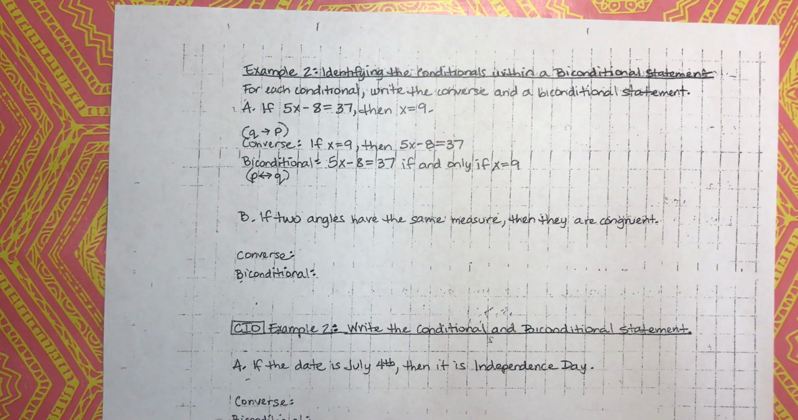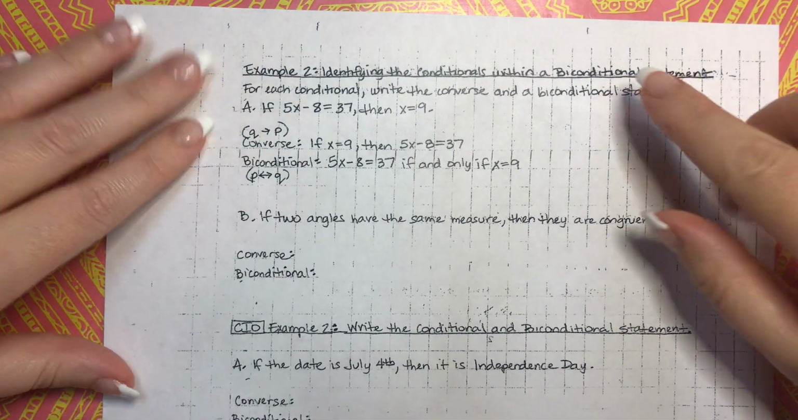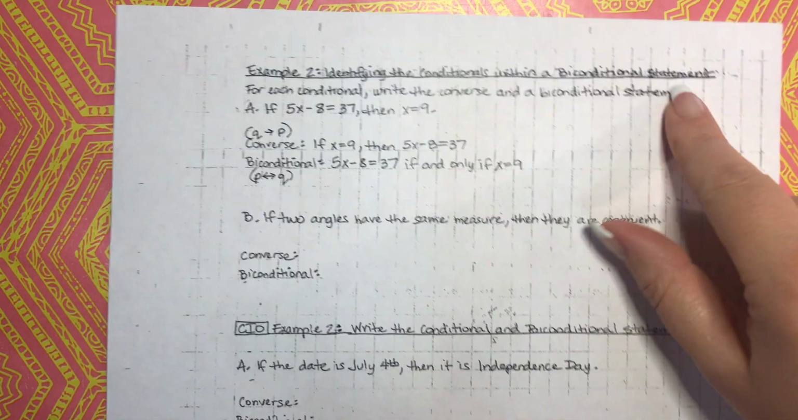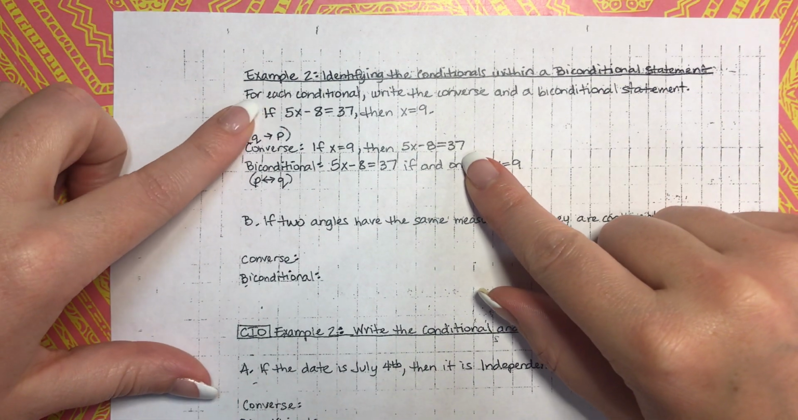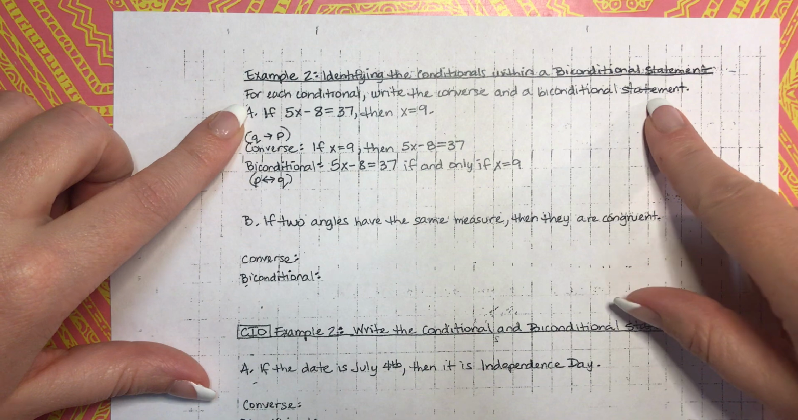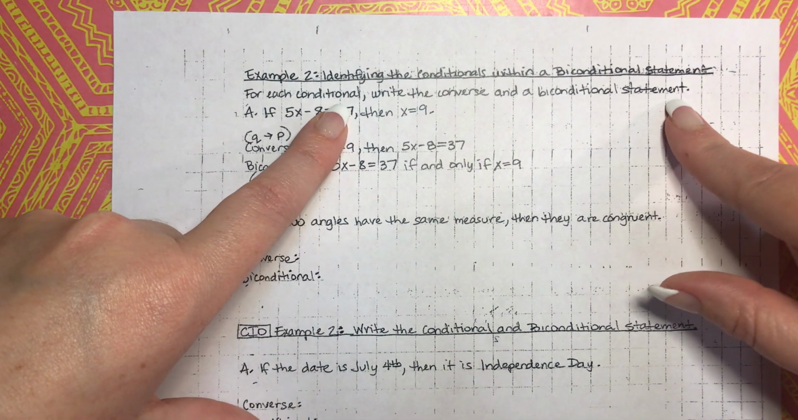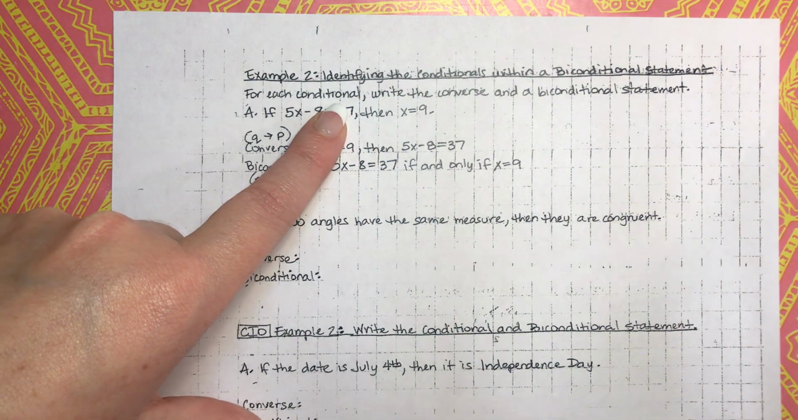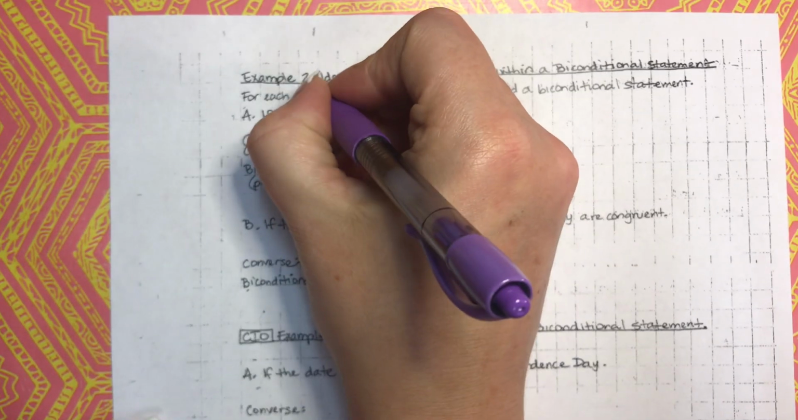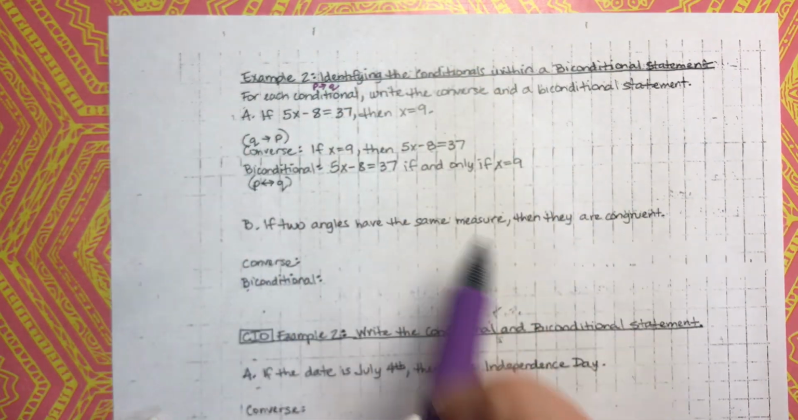All right, here we go with example 2. It says identifying the conditionals within a biconditional statement. So for each conditional, write the converse and a biconditional statement. For each conditional, what that means is they are giving us a conditional statement, right? They are giving us a P to Q statement.